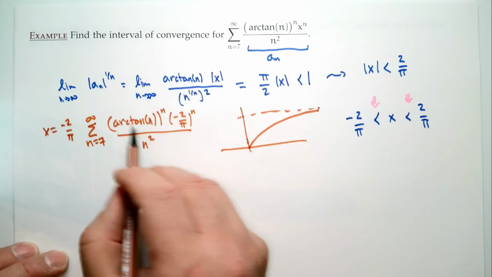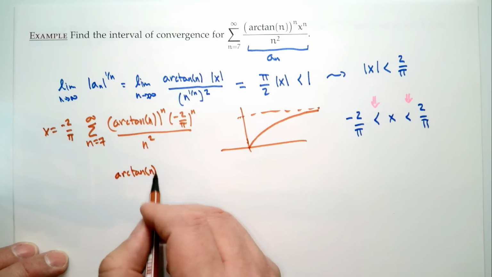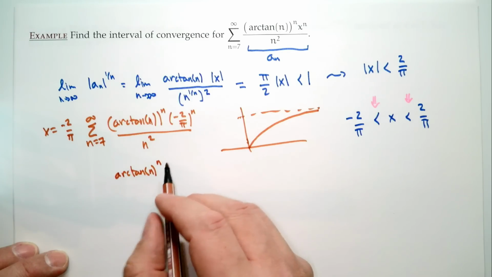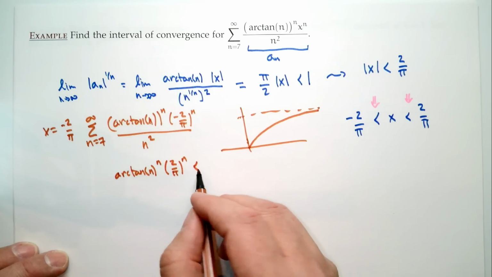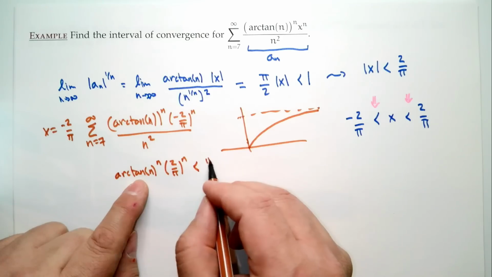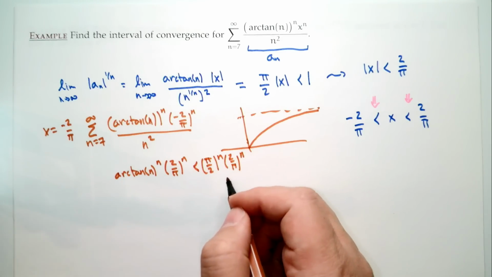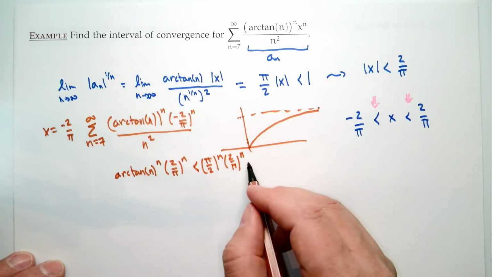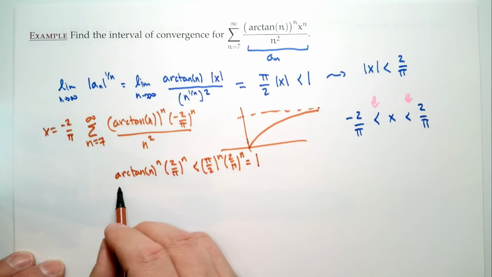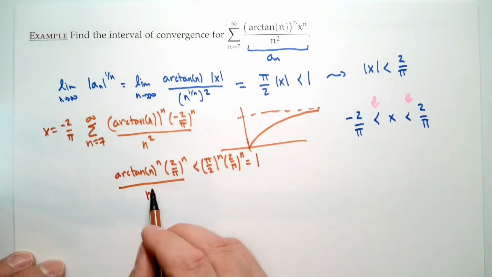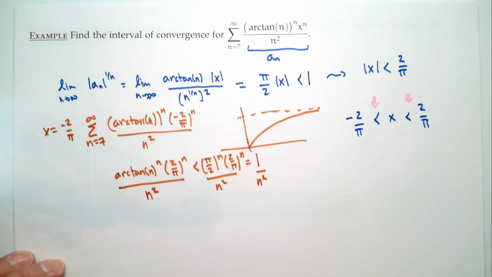So in other words, I want to get something slightly bigger. One thing we can say is, suppose for a moment we ignore the sign. So the absolute value of arctangent of n to the n, 2 over pi to the n, is less than arctangent of n, which is less than pi over 2. So pi over 2 to the n, 2 over pi to the n. Well, what can we say about pi over 2 times 2 over pi? Well, it's 1. So we can conclude that the terms are bounded, if we throw in the over n squared, by 1 over n squared.